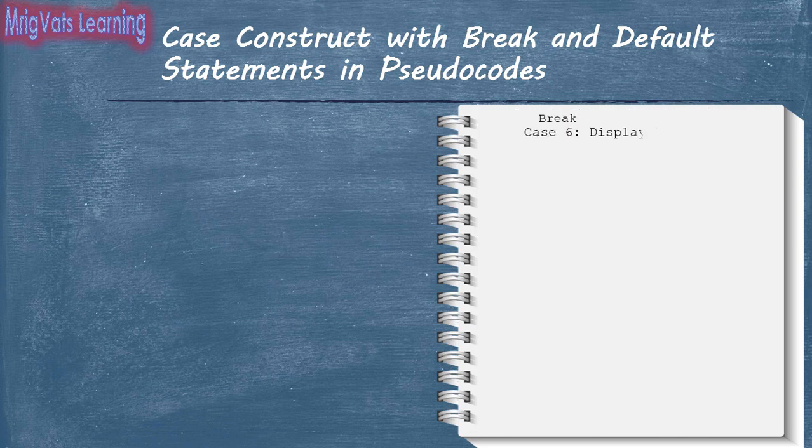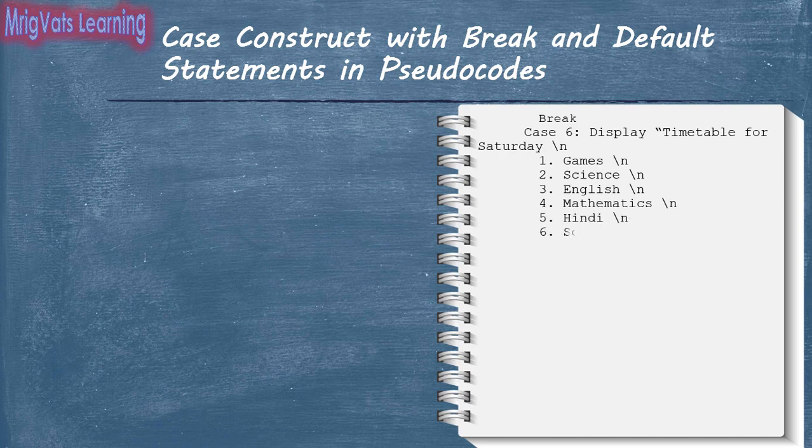Break. Case 6 display timetable for Saturday \n, 1 games \n, 2 science \n, 3 English \n, 4 mathematics \n, 5 Hindi \n, 6 social. Break. Case 7 display Sunday is a holiday. Break.